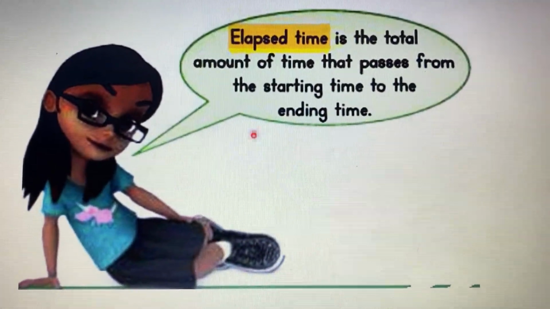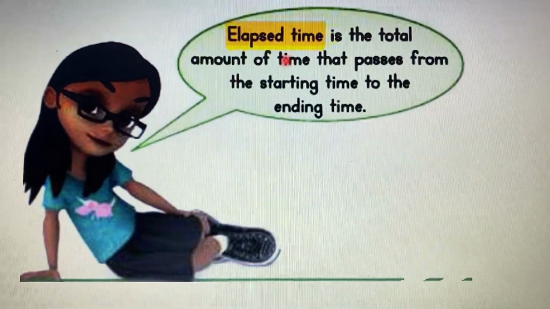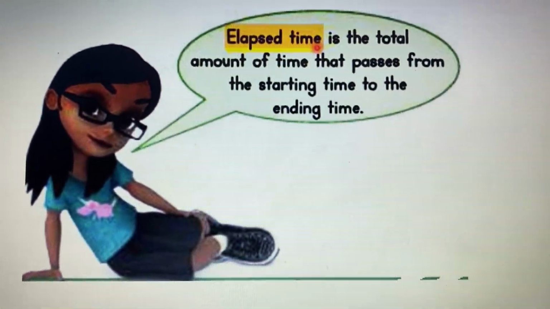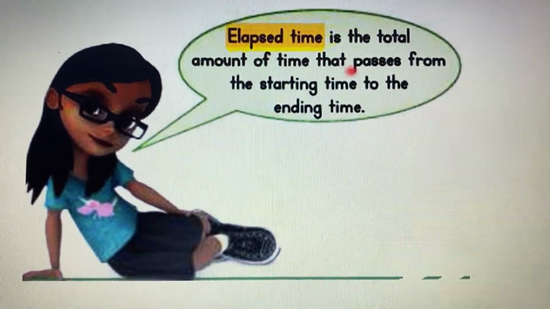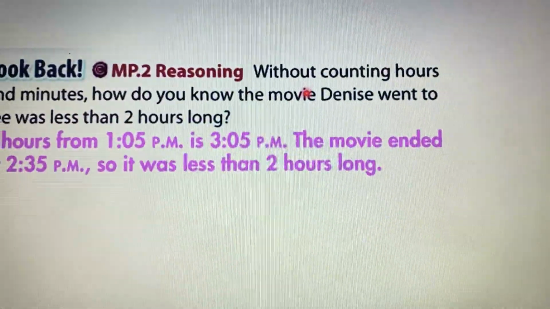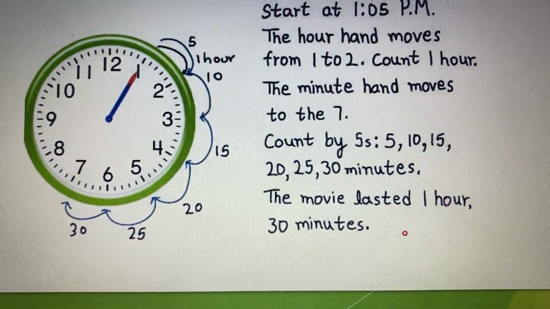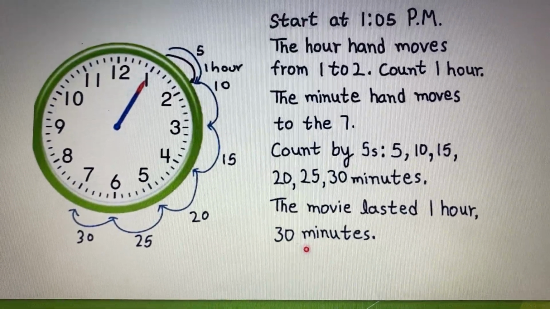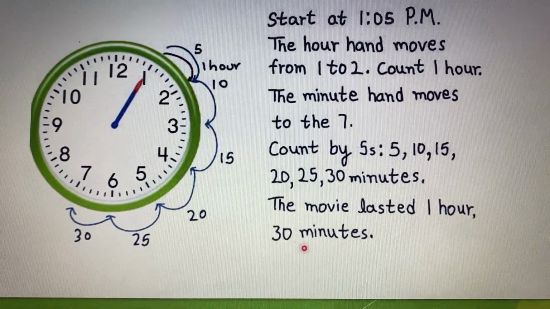Now look, the elapsed time, this is important vocabulary. Elapsed time means the total amount of time that passes from the starting time to the ending time. So like here, the 1 hour and 30 minutes is called elapsed time.